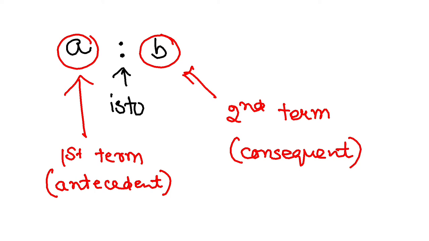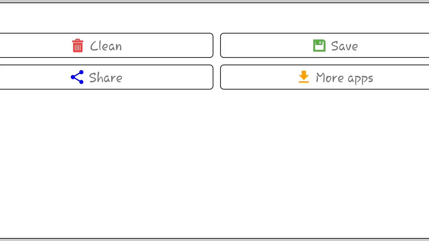So if you write 2 is to 3, 2 is the first term, 3 is the second term. More properly, 2 is the antecedent and 3 is the consequent. Now let us learn a few more properties. We have already discussed that ratio is a comparison of similar quantities, and we have learned what is consequent and what is antecedent.